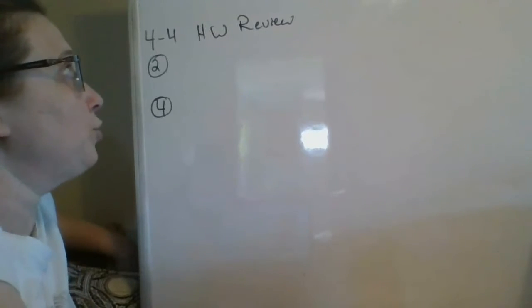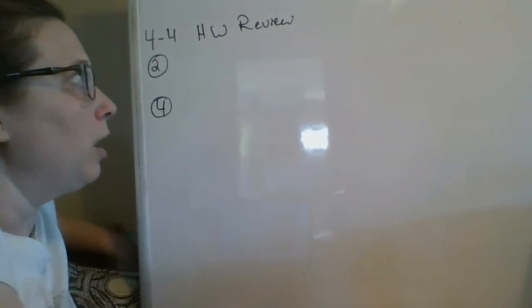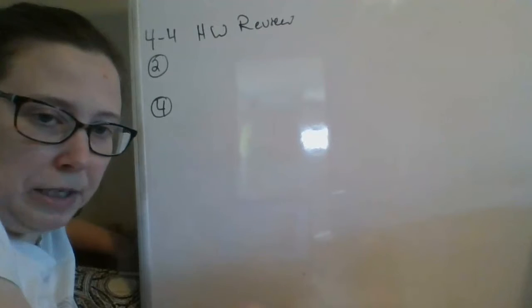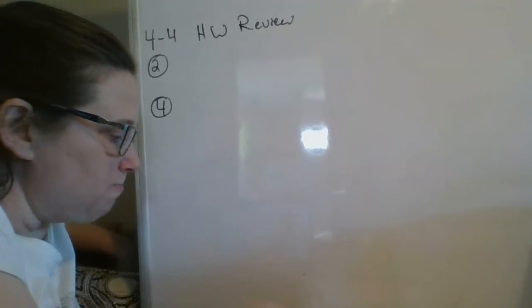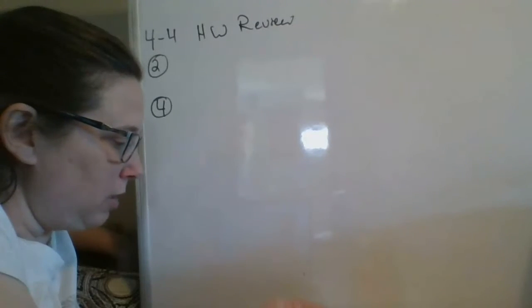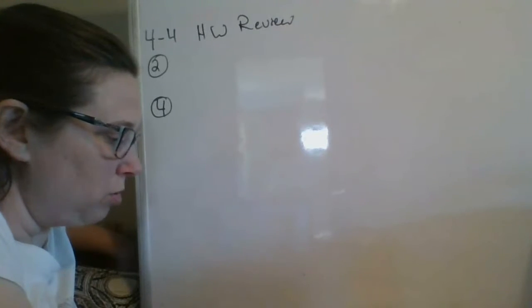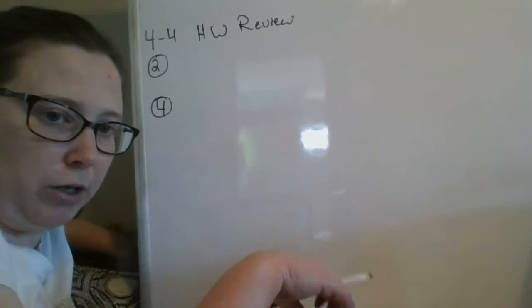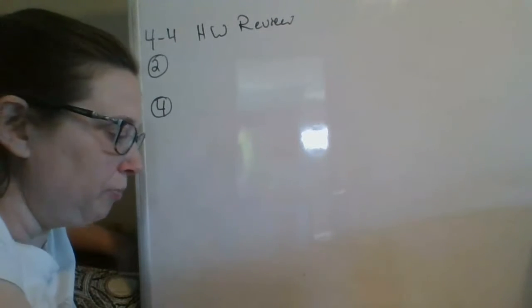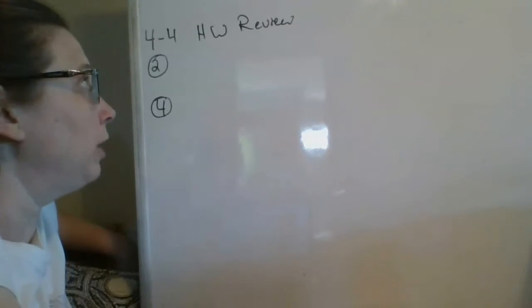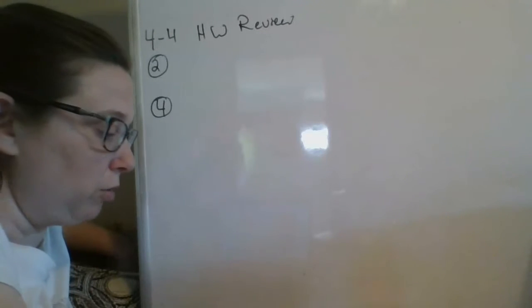So right here is your 4-4 homework review. I had asked you to do 2 to 18 even. First section said write as an equation and then label each equation as open or closed. Remember, open means there's a variable, closed means there's not. If it is closed, you're to write whether or not it's true or false.